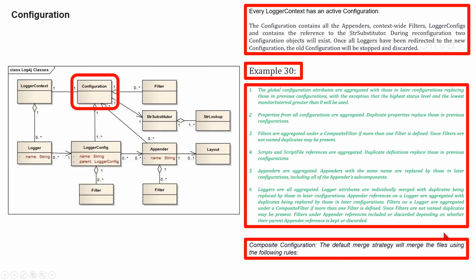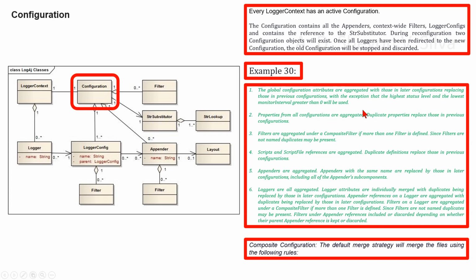Now we are considering composite configuration. The default merge strategy will merge the files using the following rules. Log4j allows multiple configuration files to be used by specifying them as a list of comma separated file paths on log4j.configurationFile, or when using URLs by adding secondary configuration locations as the query parameter override. The merge logic can be controlled by specifying a class that implements the MergeStrategy interface on the log4j.mergeStrategy property.